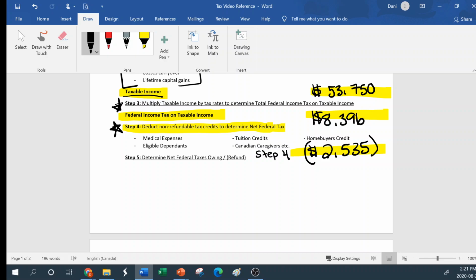And step 5 is basically just looking at the difference. So in step 5, we know that we owe $8,396 minus our credits that we've received. So 8,396 minus 2,535 leaves us with $5,861, and this would be our net federal taxes owing.